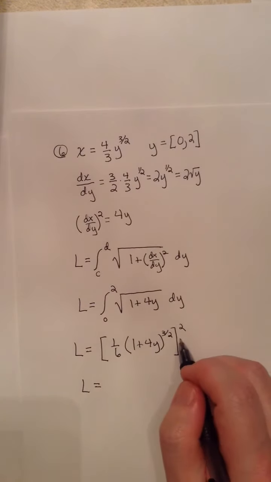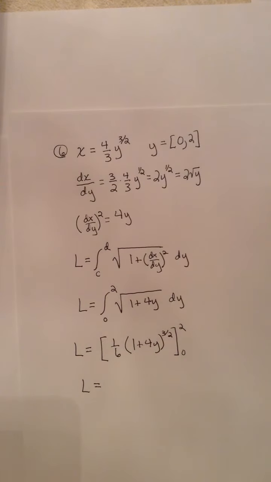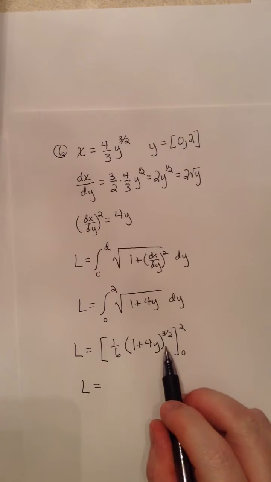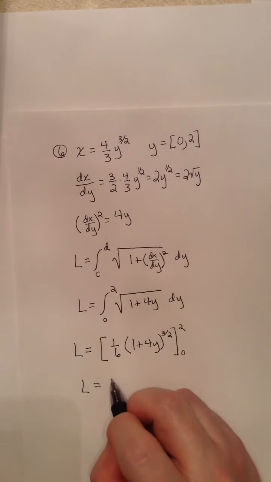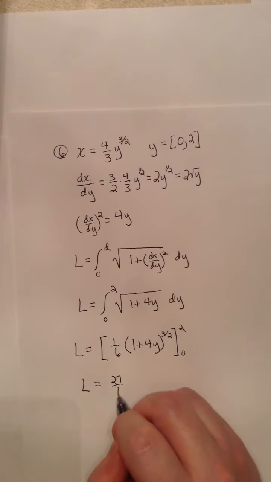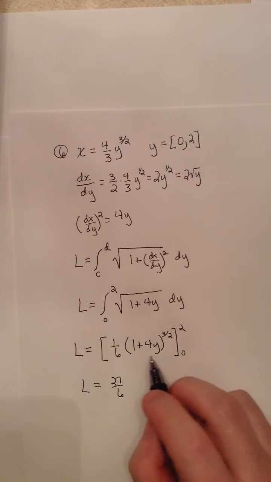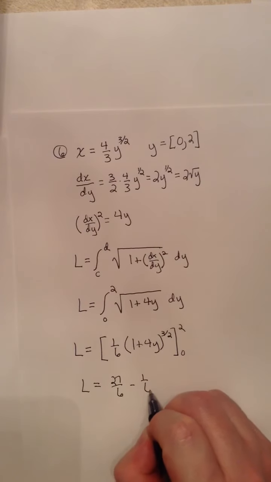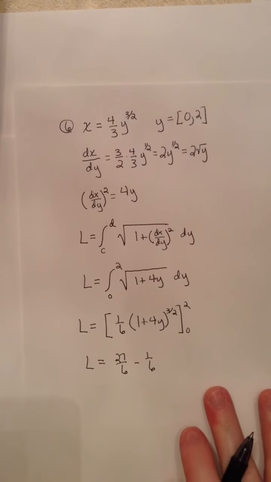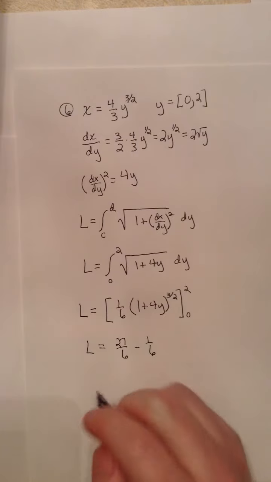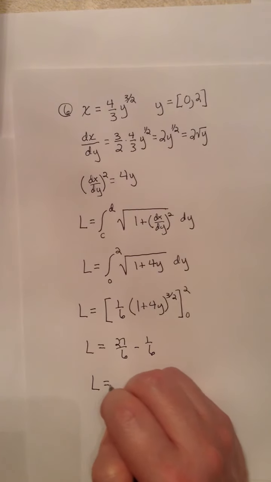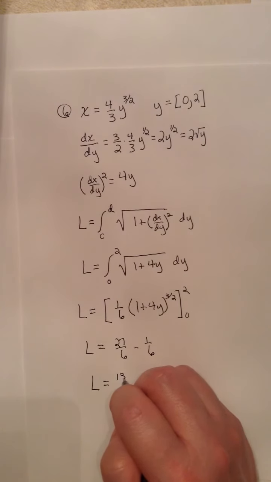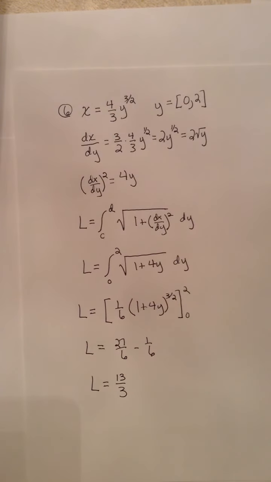Now with the upper limit 2, we have 1 plus 8 is 9, to the 3/2 will be 27, and 1/6 of 27 is 27/6. And with 0, this expression becomes 1/6, and 27/6 minus 1/6 will be 26 over 6. In simplified form, we can say that the length of the curve in number 6 is exactly equal to 13/3.